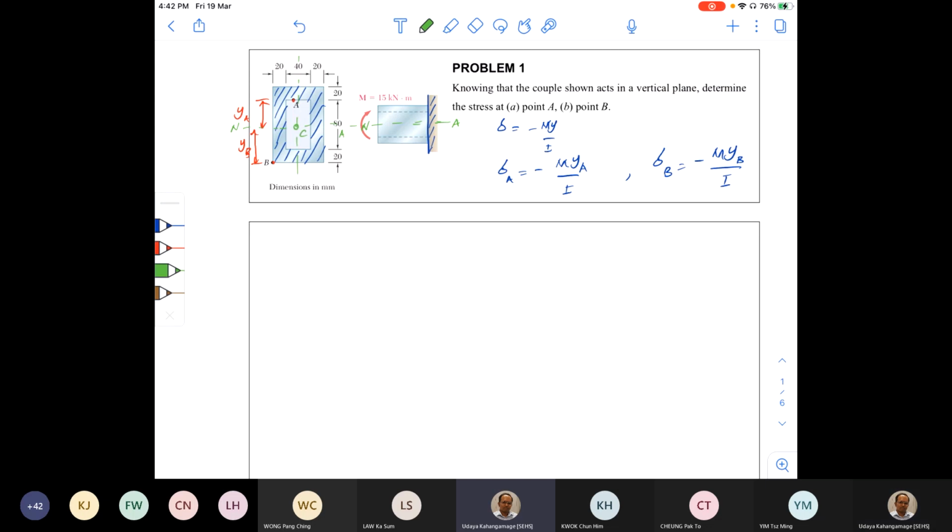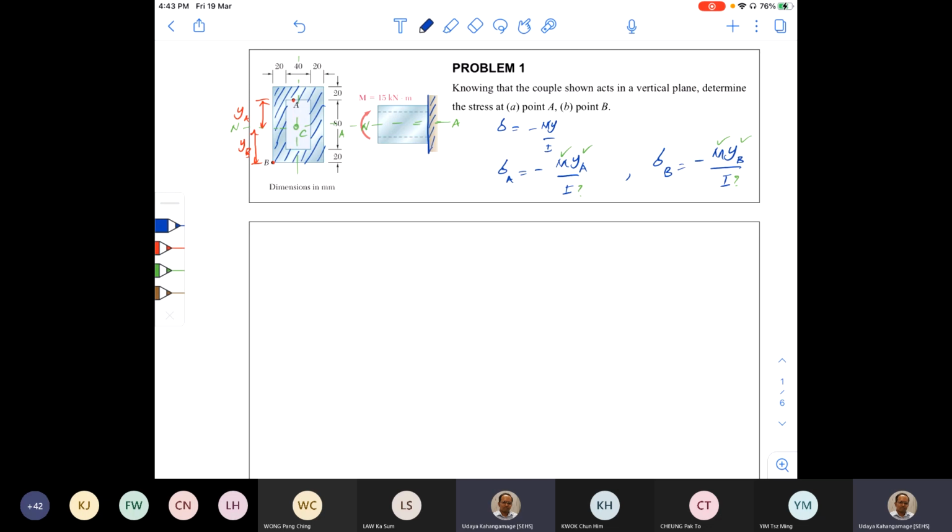So what are the knowns and unknowns here? We know M, we know YA, so the only unknown is I. Here again, the only unknown is I. So once you find the I value, the moment of inertia, we can solve this problem. So how do we find the I of this hollow section? Some of you already learned this, so it may be very simple for you, but others who have not learned it before, now carefully listen to me, right?